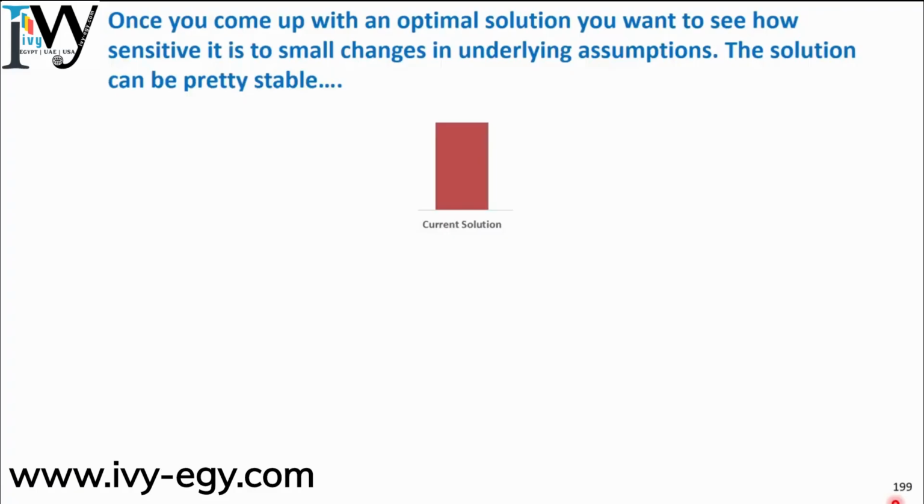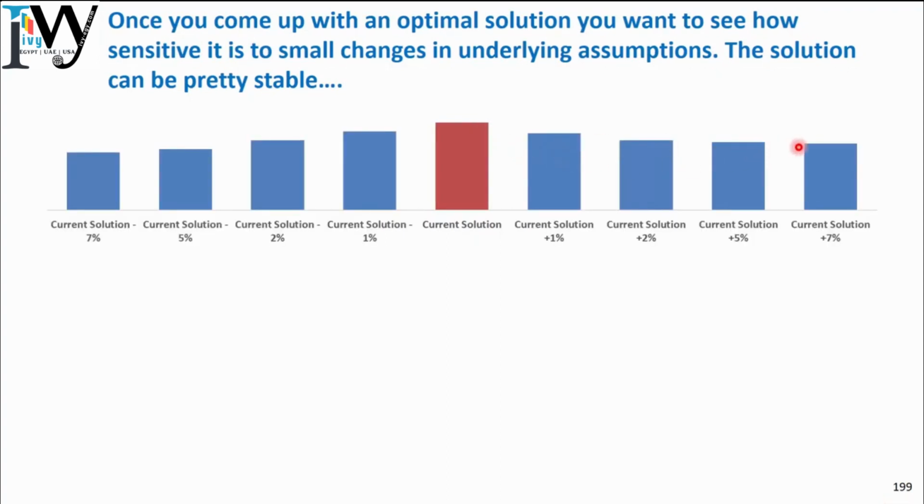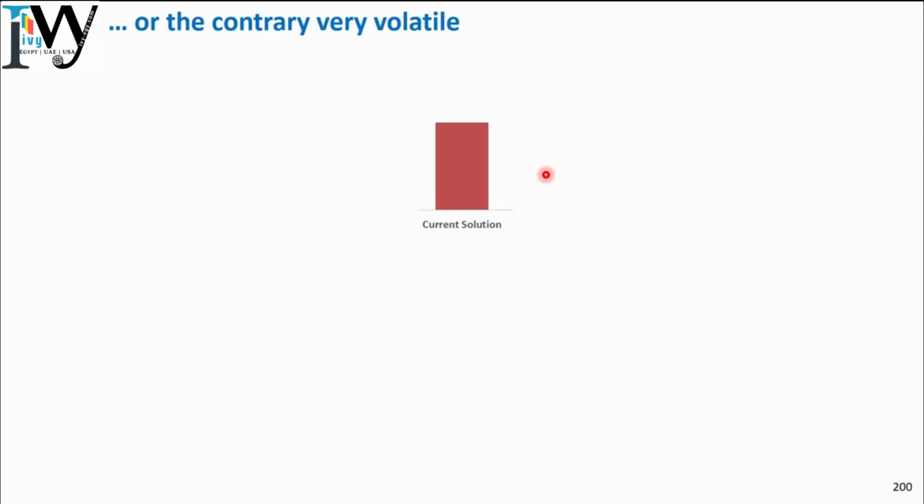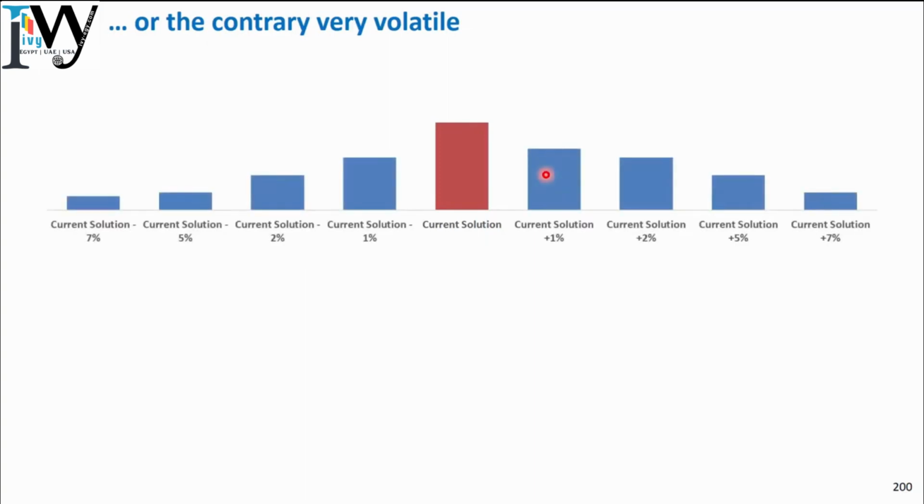Sensitivity analysis introduction. Once you come up with an optimal solution, you want to see how sensitive it is to small changes in underlying assumptions and how stable the solution is. The solution can be pretty stable, so small changes don't change the end results that much. But you can also face the contrary, where it is very volatile. You would like to avoid a situation where you have found an optimal solution, and then discover that small changes in the underlying assumptions are basically killing it and making it useless. Therefore, it is a great idea to carry out such a sensitivity analysis.